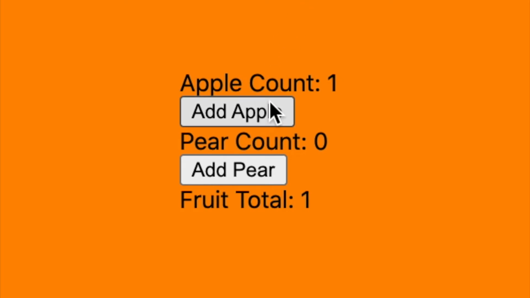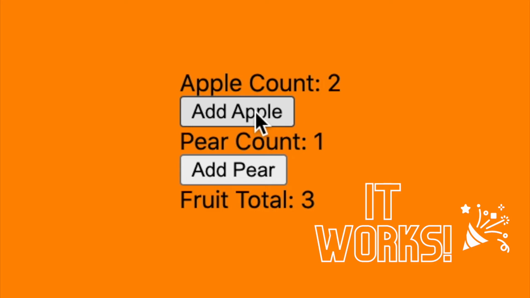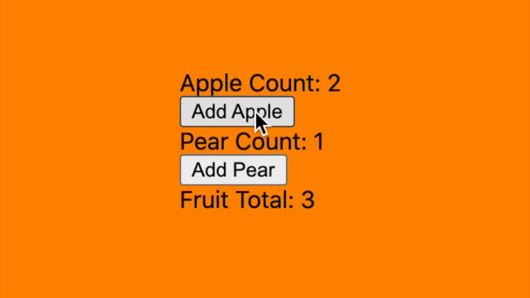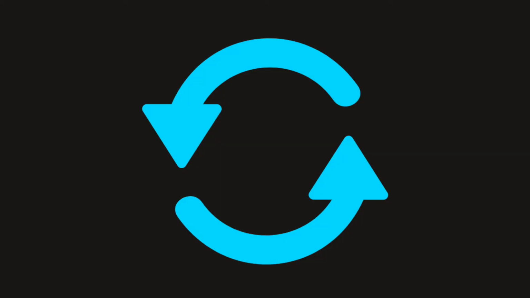And here you can see our finished product. You'll notice that every time we add a pear or we add an apple, the fruit total will increase. The reason for this is that every time state is updated, the entire component will re-render and refresh. That's why the fruit total is updated when apple and pear state is changed. This will become more apparent the deeper we go into React.